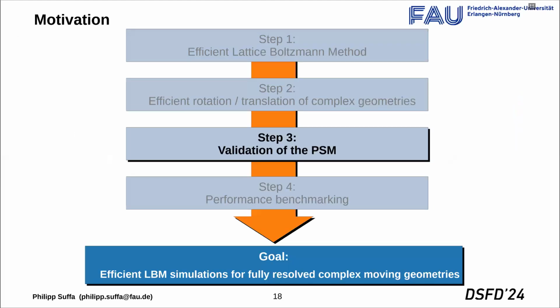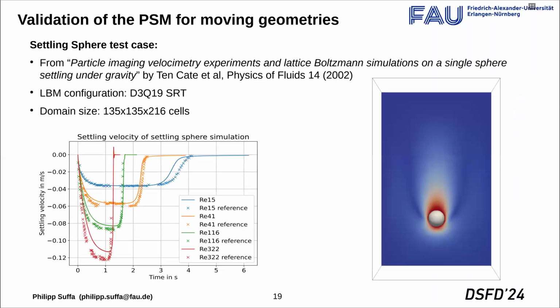So the next step is the validation of the PSM method. And there's this very famous test case of the settling sphere from Ten Cate et al., which is just settling down from gravity. And they tested it for 4 different Reynolds numbers. The reference values are these crosses here, and our results are the lines, and we can just see that we're in very good agreement with the reference data for our PSM method, which is quite nice.